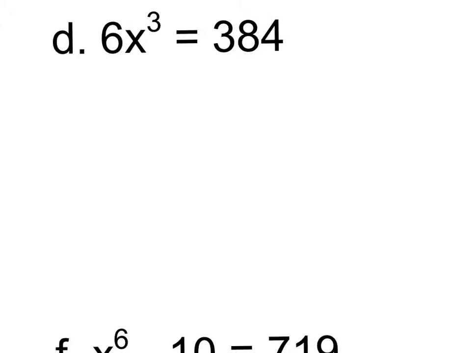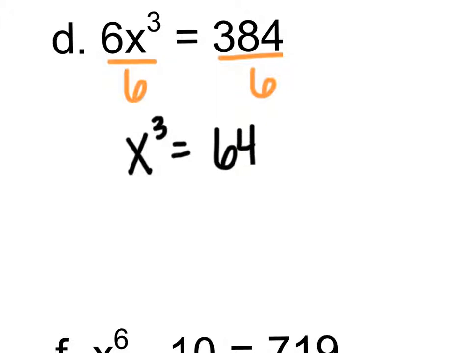The next example in front of us, we've got 6x to the third equals 384. And so before we can do anything, we're going to have to divide both sides by 6 because we're trying to get x to the third by itself. So in order to get x to the third by itself, we've got to divide by 6. We get x to the third equals 64.